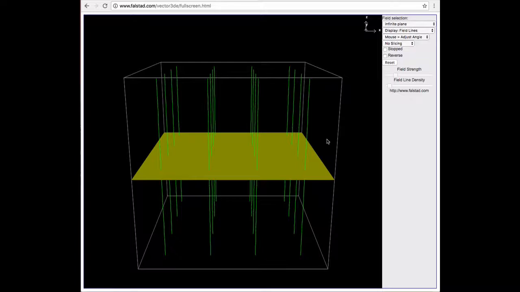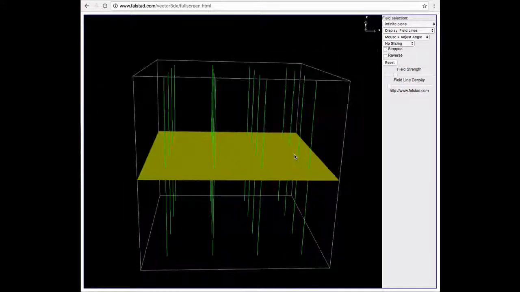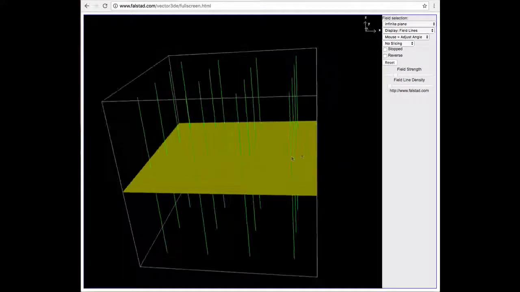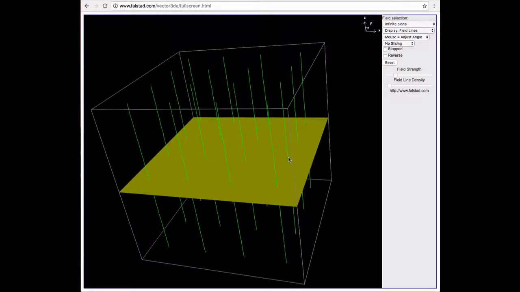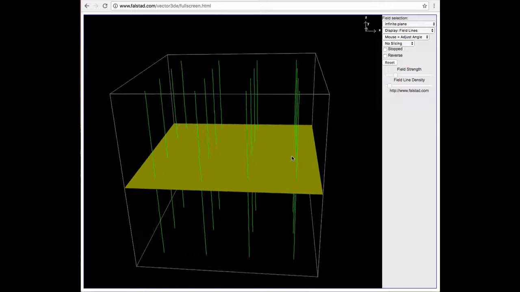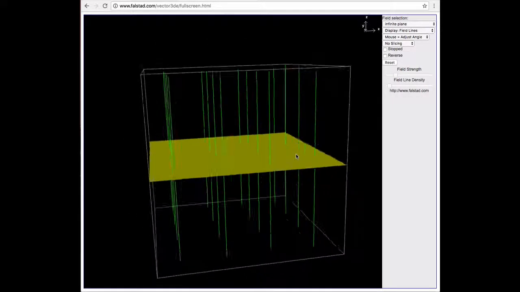The first one I want to talk about is from this website, falstad.com. I don't know how to pronounce it. But this person has made some very, very cool interactive three-dimensional vector and field demonstrations here, and I wanted to use this weird mustard colored one here with the green field lines to talk about what's going on. The green lines are the electric field at this particular location.